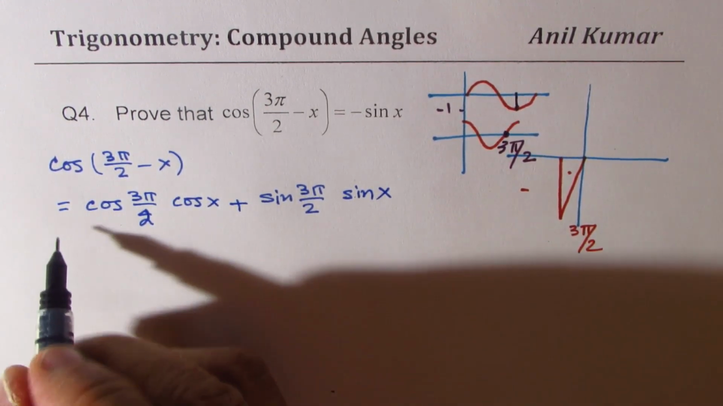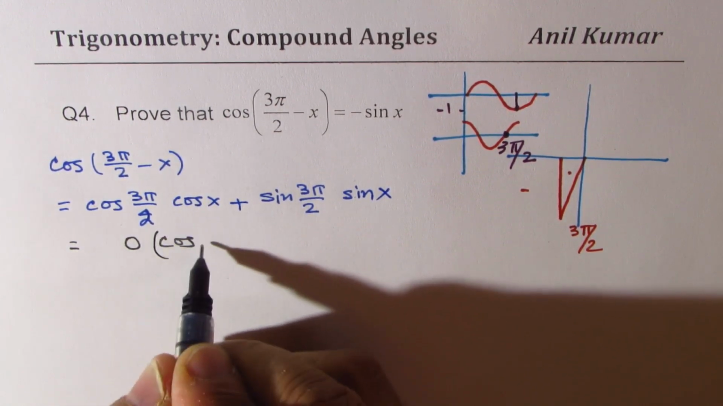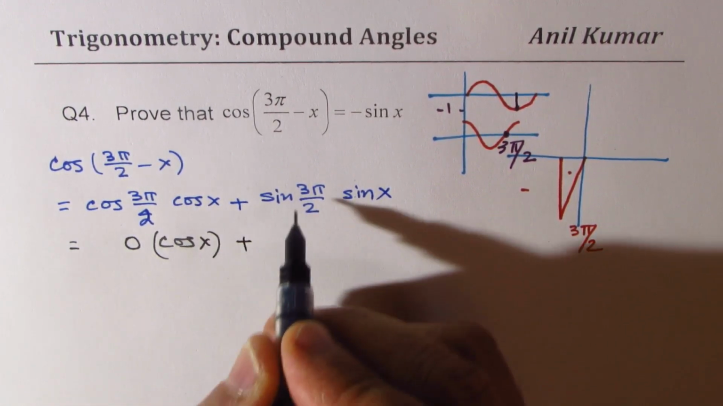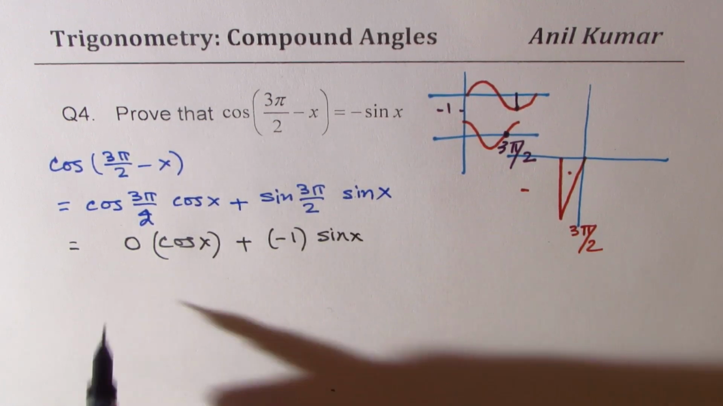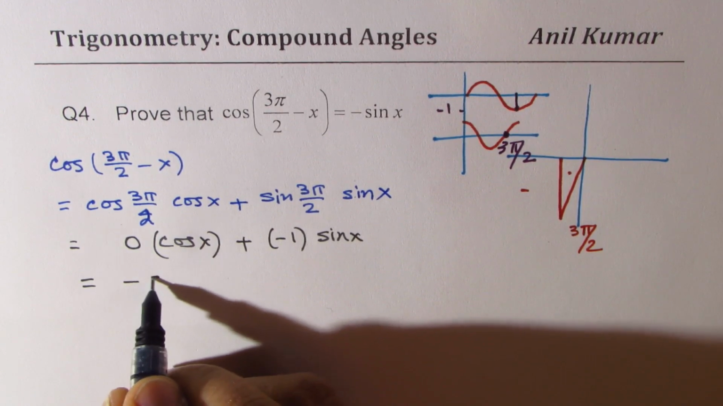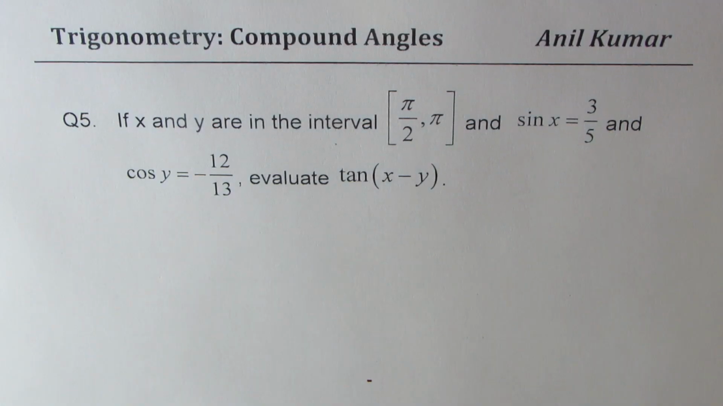So when you substitute the value, here you get 0 times cos x, and here you get minus 1 times sine x. And therefore, what you get is minus sine x. Is that clear? So that is how you are going to prove it using the compound angle formulas. I hope it is absolutely clear. Now let's take the last question. Question number 5. We are almost at the end.